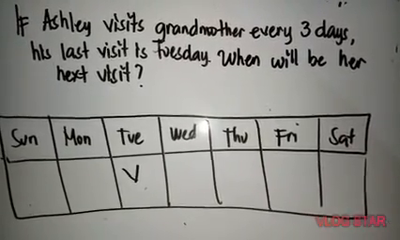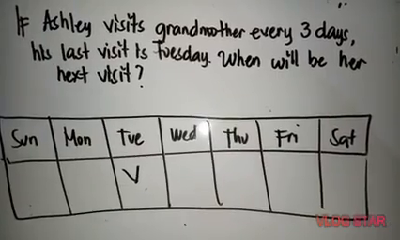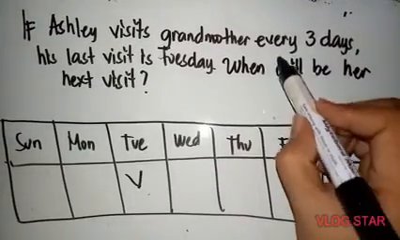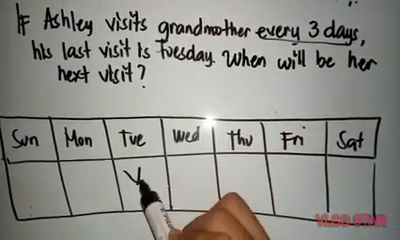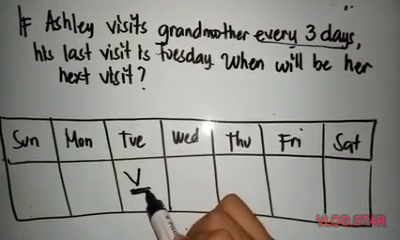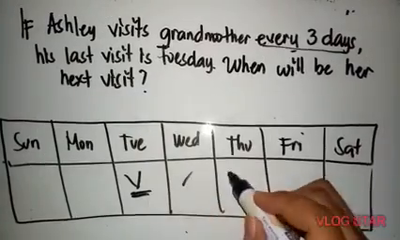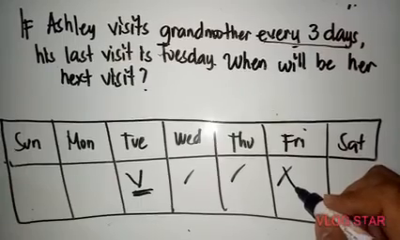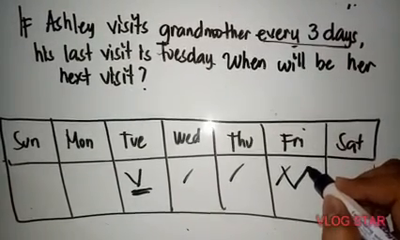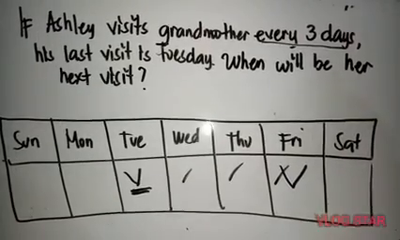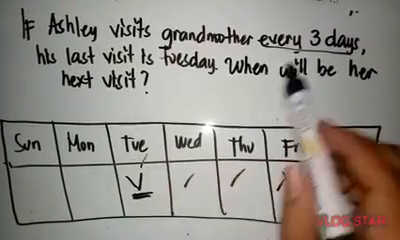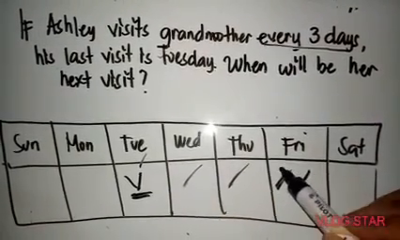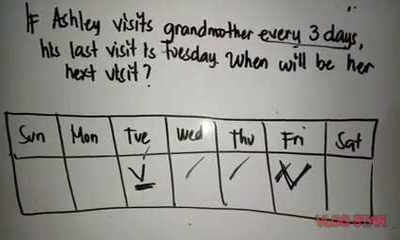Ashley visits her grandmother every 3 days. Her last visit is Tuesday. When will be her next visit? So we will skip 3 days. Since her last visit is Tuesday, then we will count 3. 1, 2, 3. So her next visit will be on Friday. Since it is every 3 days, just count 3: 1, 2, 3. Then her next visit will be on Friday.